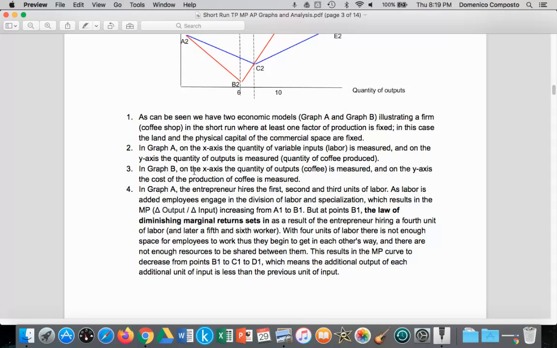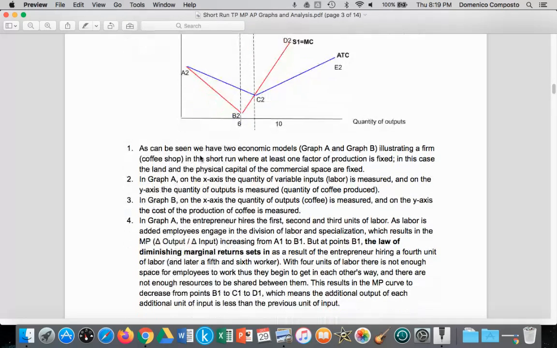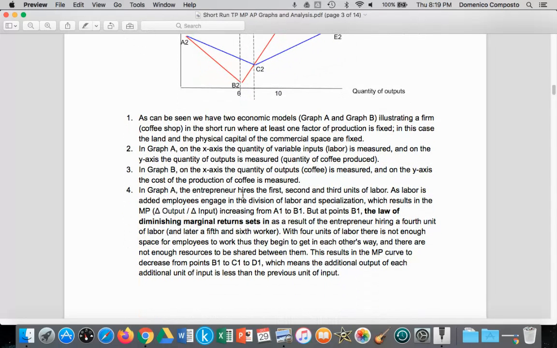In graph B, the x-axis is measuring the quantity of output, or coffee, while on the y-axis, we're measuring the costs of production. All right, so we want to remember to correctly label these axes for an exam. In graph A, the entrepreneur hires the first, the second, the third units of labor.